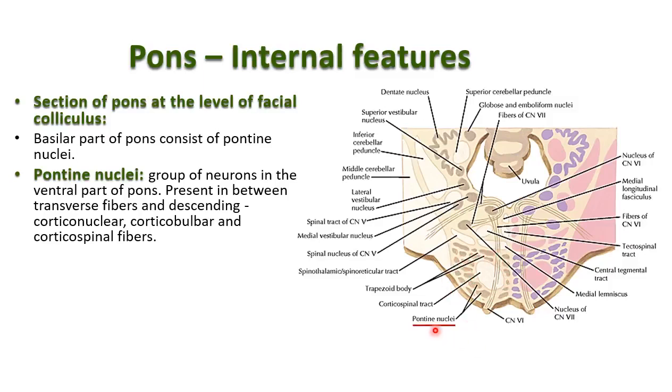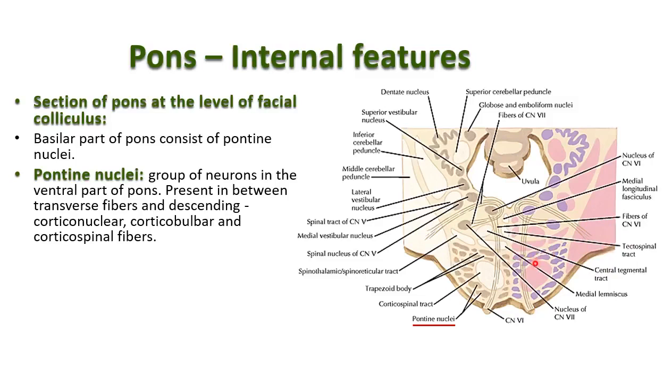The pontine nuclei receive fibers from all the lobes of the cerebral cortex. You have frontopontine, parietopontine, temporopontine and occipitopontine fibers. From these, the fibers come and relay into this nucleus, and after they relay, the axons from these nuclei start as transverse fibers. These transverse fibers cross to the opposite side and constitute the middle cerebellar peduncles.